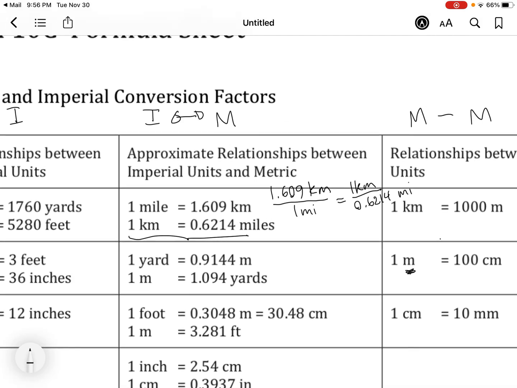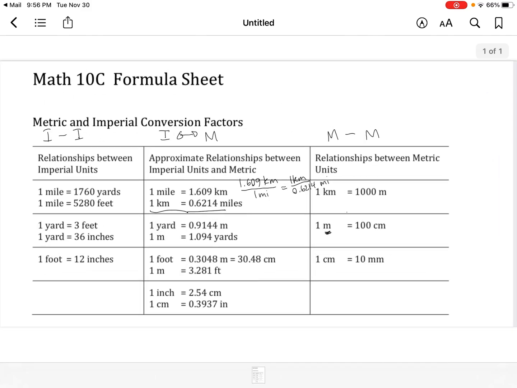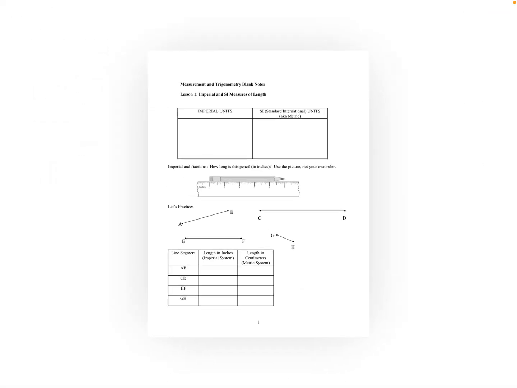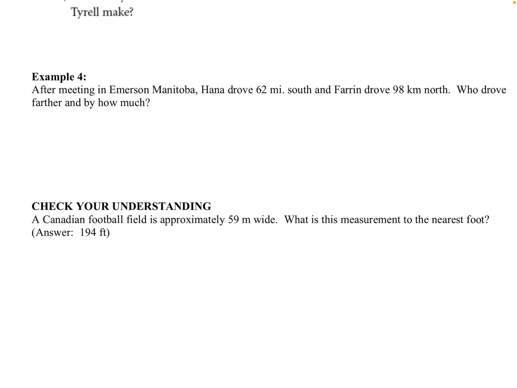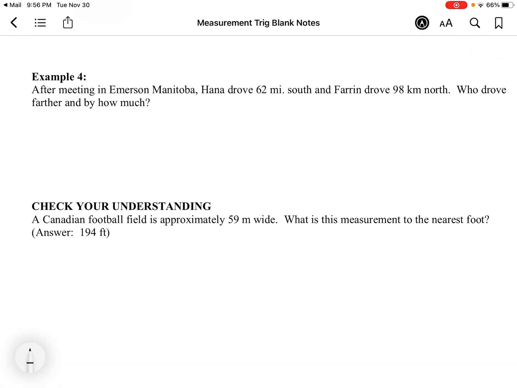Okay. All right. Now, going back to the question that we were just doing. After meeting in Emerson, Manitoba, Hannah drove 62 miles south, Farron drove 98 kilometers north. Who drove further and by how much? So let's say we want to convert the 62 miles into kilometers. Okay, now we need to multiply this by old units in the bottom, new units in the numerator, right?